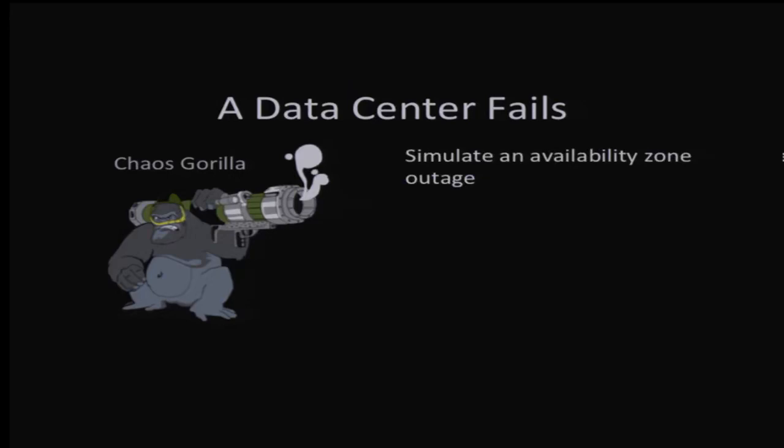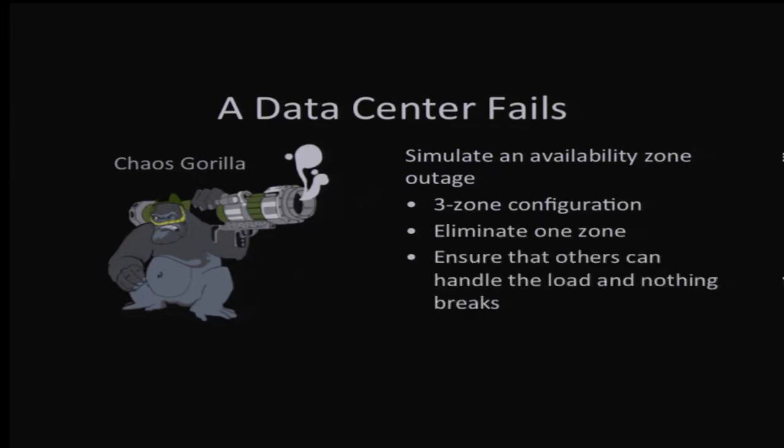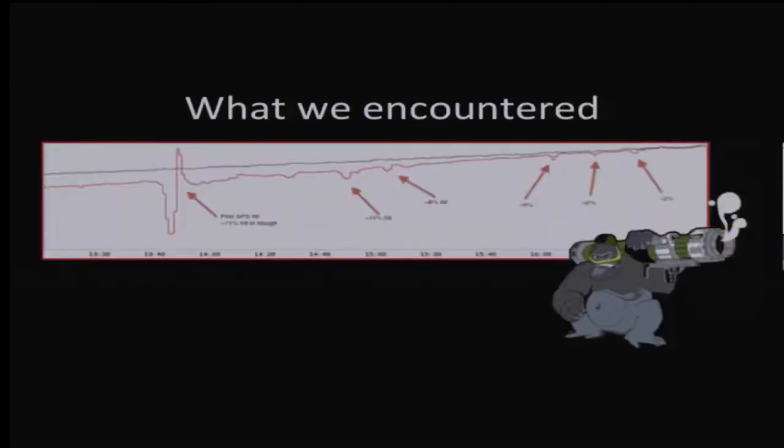So we're simulating this. We have a 3-zone configuration in the United States and in Europe. We eliminate one zone, and then we want to make sure that the other zones can actually handle all the traffic, that things fail correctly. And what we encountered the first time that we ran this, sometime last year, was that we actually did perturb things quite a bit. This is, again, our starts per second over a much narrower window, and you can see that we induced some variability in our starts per second graph.